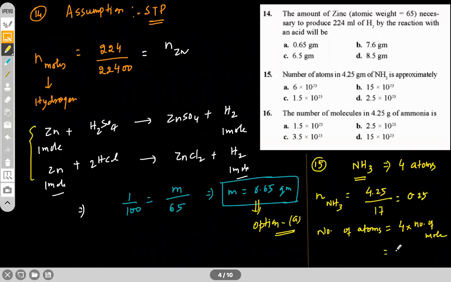So the number of molecules is what? 4 into 0.25 into Na. So 4 into 0.25 is 1, that is Na, right? Hence the answer is Na number of atoms. The answer will be approximately 6 into 10 to the power 23. Okay, so the answer for this one is A.